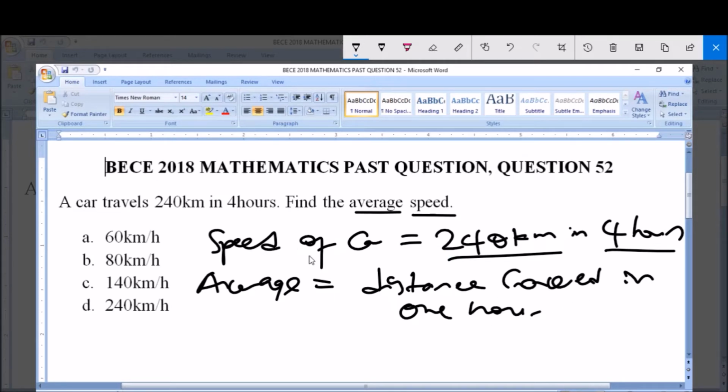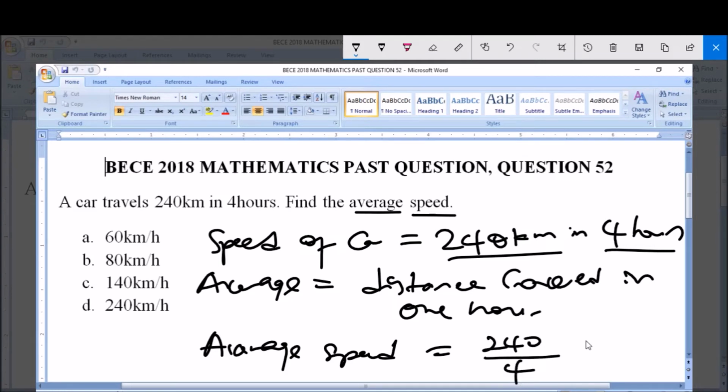Now if the car covers a distance of 240 km in 4 hours, therefore the average speed will be equal to 240 divided by 4 to get the speed in 1 hour. And that will give us 60 km per hour.